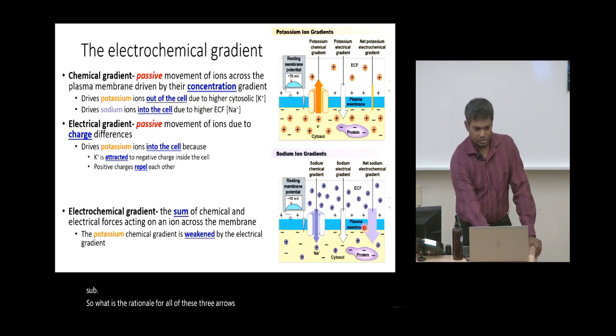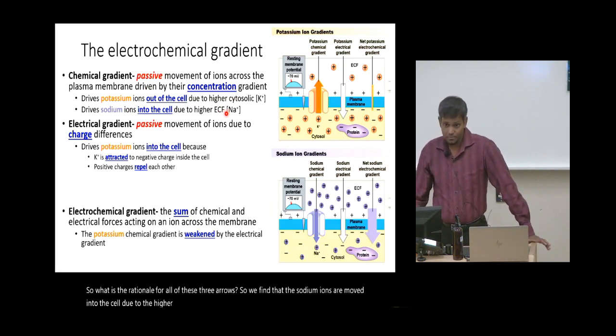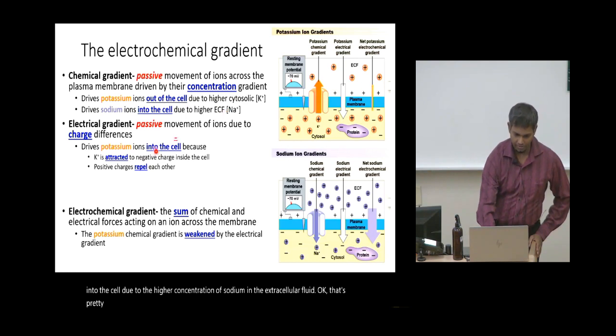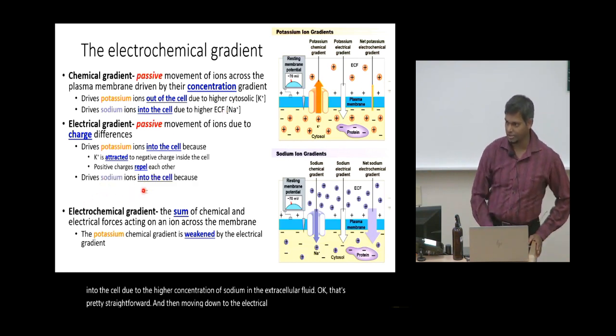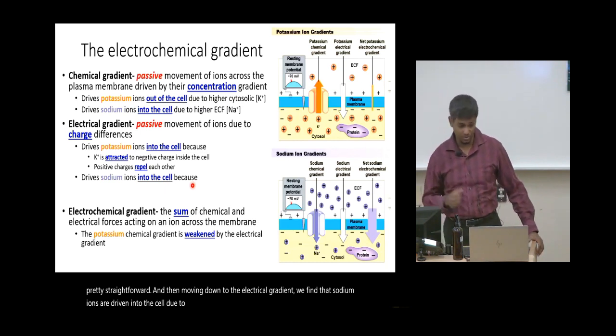So we find that the sodium ions are moved into the cell due to the higher concentration of sodium in the extracellular fluid. Okay, that's pretty straightforward. And then moving down to the electrical gradient, we find that sodium ions are driven into the cell due to the same 2 reasons mentioned for potassium as well.